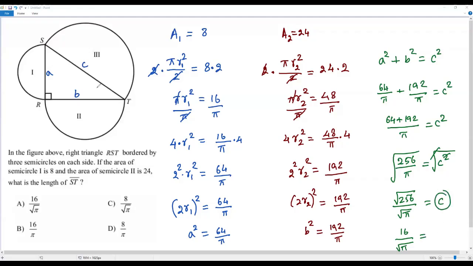Actually, this c represents the length of the hypotenuse, that is ST. Now I got the length of the line segment ST, so it is equal to 16 divided by square root of pi. We find this 16 divided by square root of pi in answer choice A. The correct answer choice for this question is A.